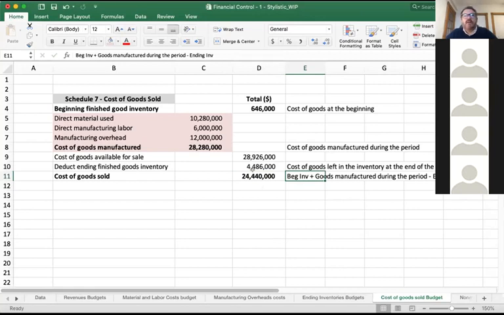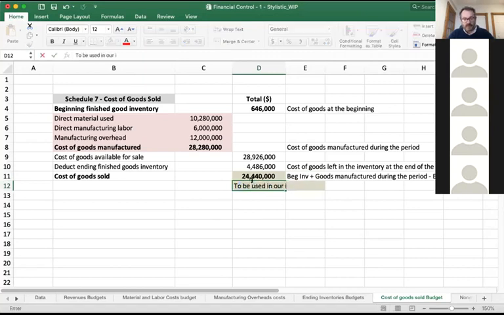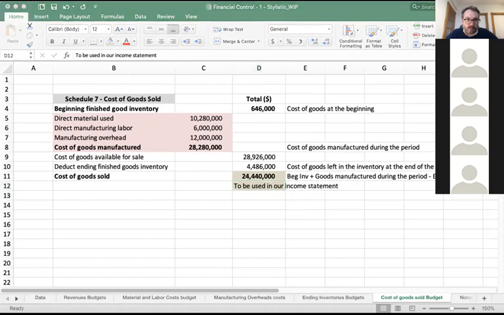And so this would be what we have. I take the risk to say it, but I think it's okay, to be used in our income statement. Okay. So that is correct. Any question about this one?